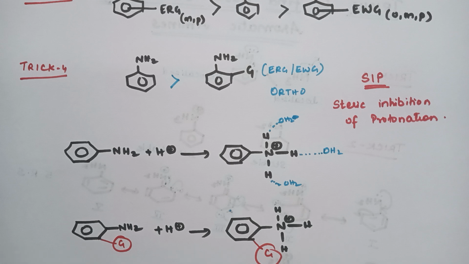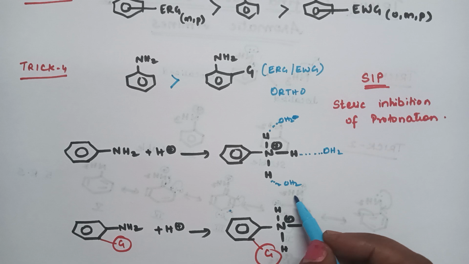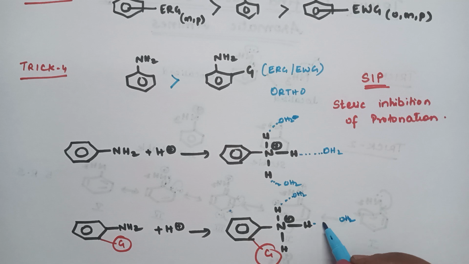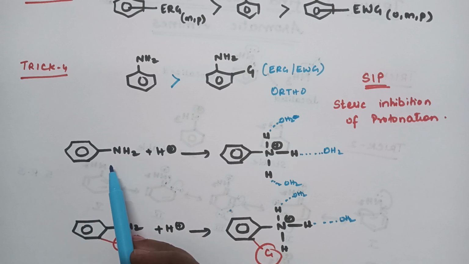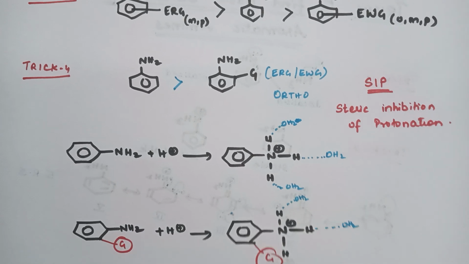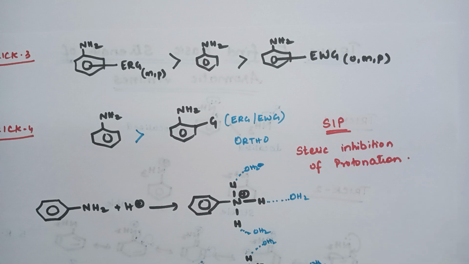So now, this hydrogen will be solvated by a water molecule. This hydrogen will be solvated by a water molecule. Whereas here it is difficult to solvate this hydrogen by a water molecule because a bulky group is present at the ortho position. So therefore here the stabilization by solvation is less. Therefore it becomes a weak base. So whenever a group is attached at the ortho position, it is less basic when compared to aniline. So this is about steric hindrance of inhibition of protonation.